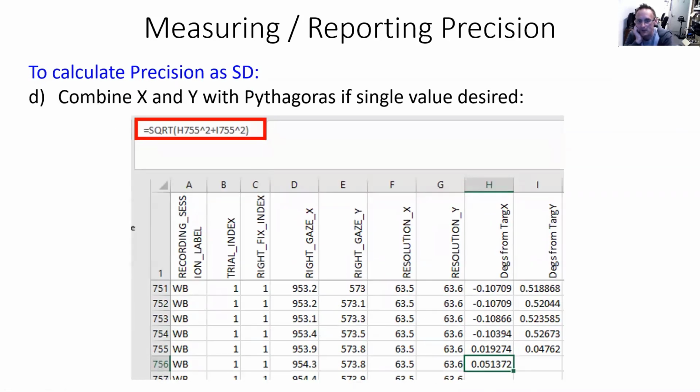And of course, we can do Pythagoras across the X and the Y and give ourselves a single value for precision as measured by the standard deviation for both X and Y. And here you can see it's about 0.05 of a degree, which is about where I'd expect it to be for EyeLink data from a real participant.